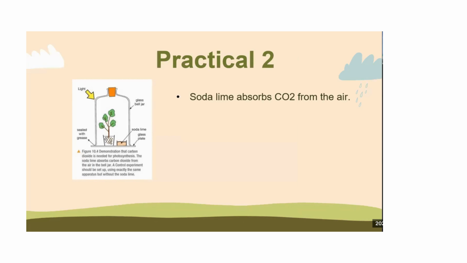In practical two, as I told you previously, carbon dioxide concentration is a limiting factor. So we have to prove that carbon dioxide is needed for photosynthesis. We add a substance that absorbs carbon dioxide from the air. We add soda lime to absorb the carbon dioxide. Okay.